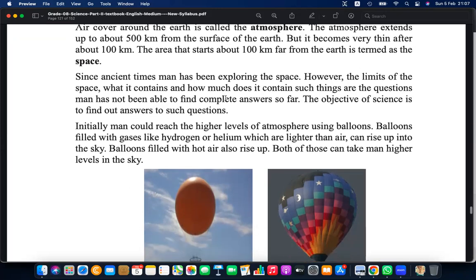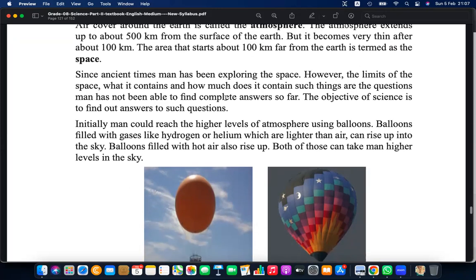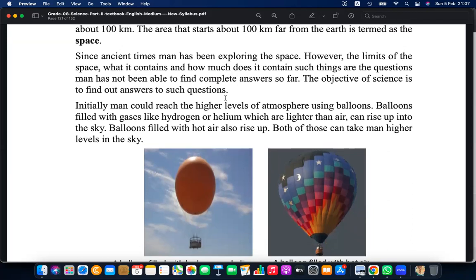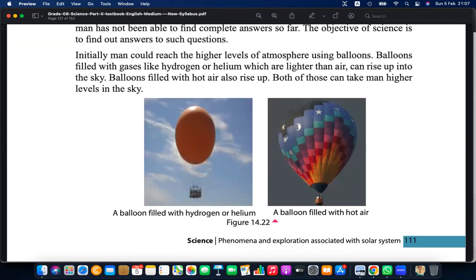So then actually scientists wanted to explore this and they were trying various mechanisms, and these are some experimental things that they have used. So, hydrogen or helium balloon. The reason is hydrogen or helium is lightweight. So do you know how to create your own hydrogen balloon?